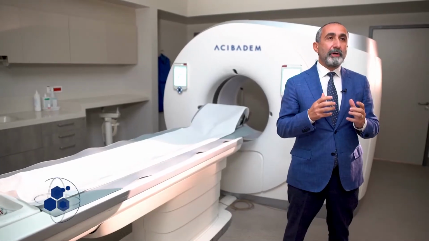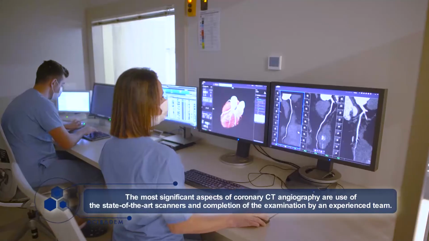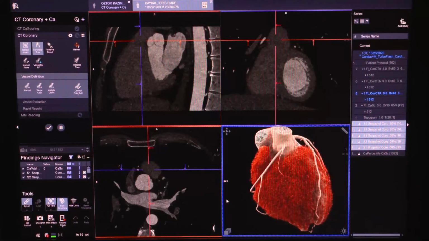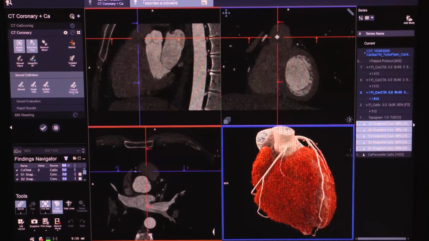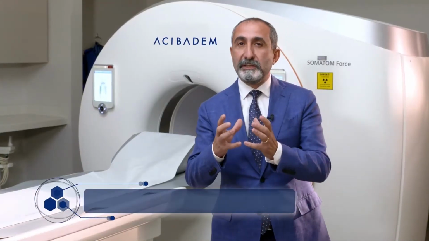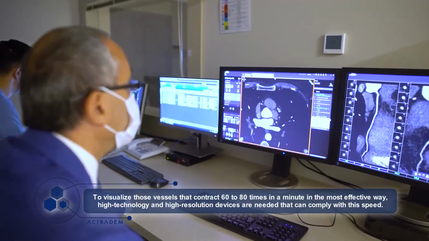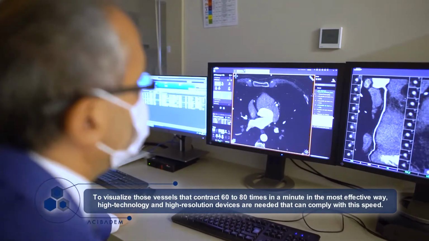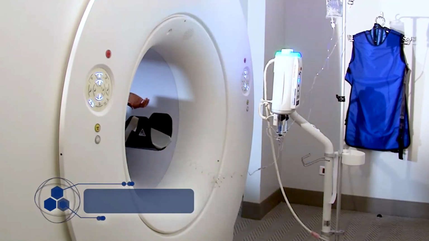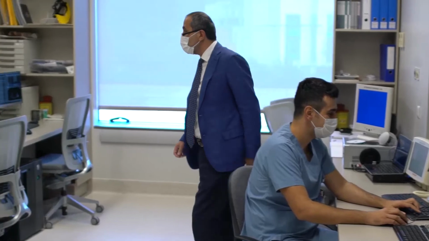The most significant aspects of coronary CT angiography are use of state-of-the-art scanners and completion of the examination by an experienced team. Coronary arteries consist of remarkably thin vessels measuring 1 to 5 millimeters in diameter. To visualize those vessels that contract 60 to 80 times a minute in the most effective way, high technology and high-resolution devices are needed that can comply with this speed. It is even more important that the procedure is performed by well-trained, experienced teams.